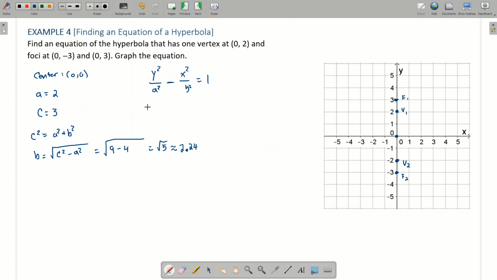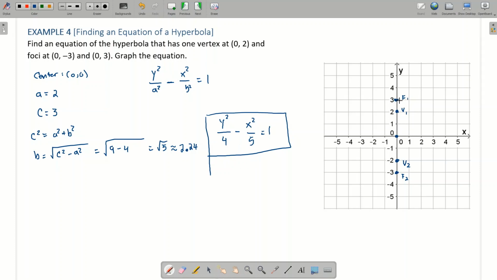And we have all the information, we just need to put it in. So our equation will be y squared over 4 minus x squared over, if we square this, we'll just have a 5 there, equals 1. Alright, so we have the equation, now we need to graph it. In order to graph it, we will need to get some other points.